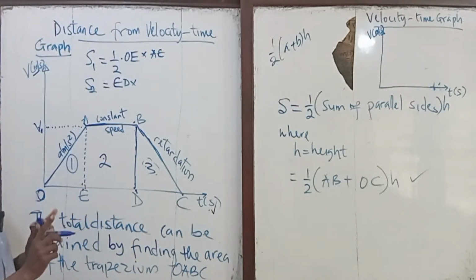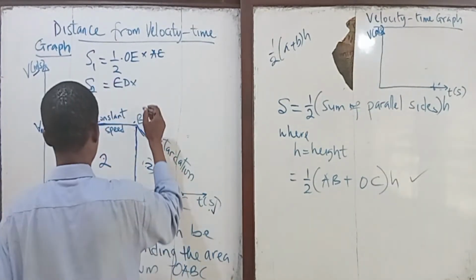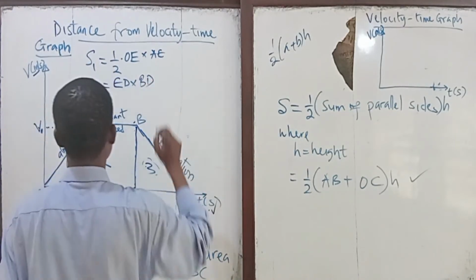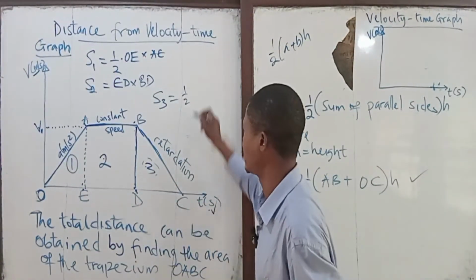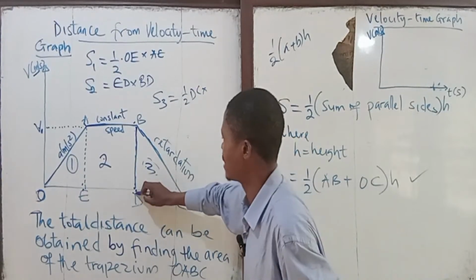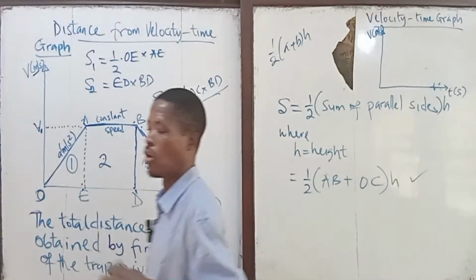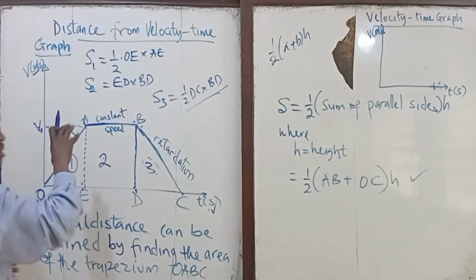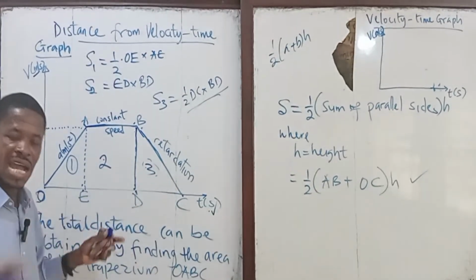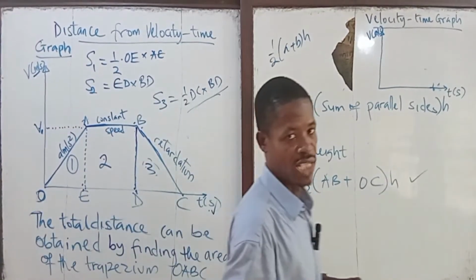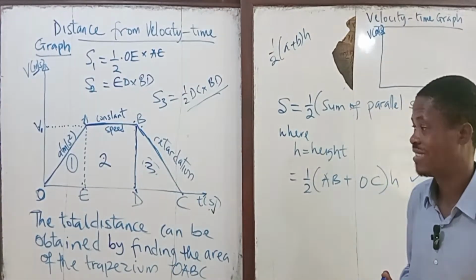They are the same, since opposite sides of a rectangle are equal. So that will be ED times BD. And finally, the third shape: my base is DC, times the height, which is BD. So once you get the area of the first shape, the second one, and the third one, then you add the distances together, and that will be the total distance.